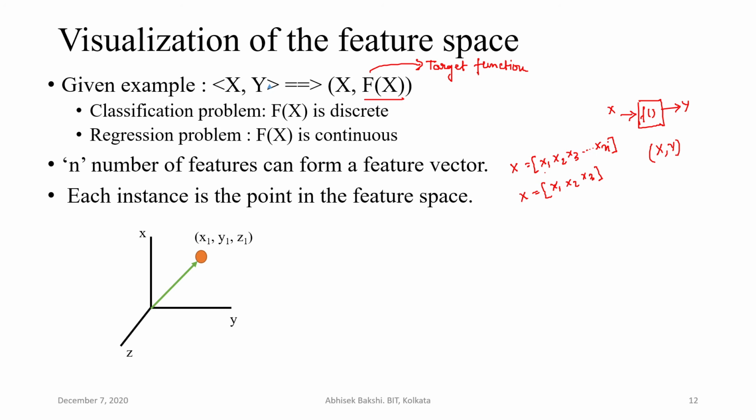But still, if you try to relate the same thing with respect to 3 dimensions, one thing is sure: each and every pattern is nothing but a point in the space of the features. So assume that this is the whole feature space, where I have only drawn one point.